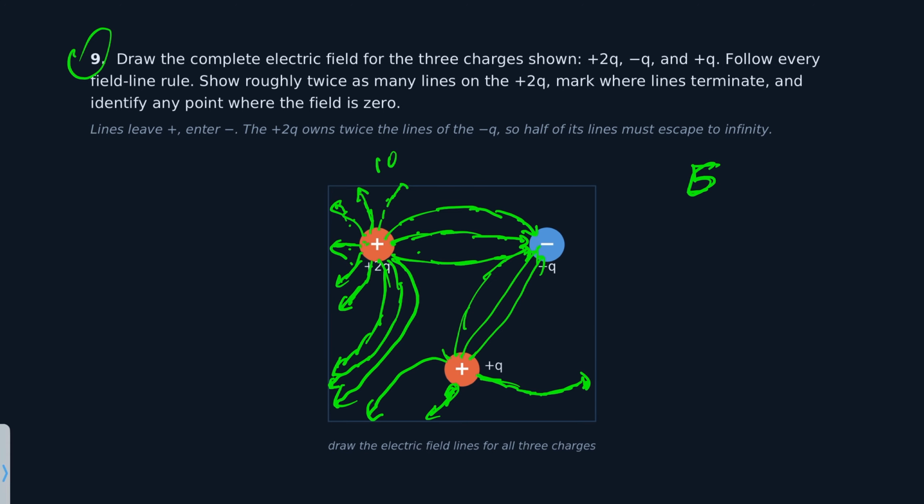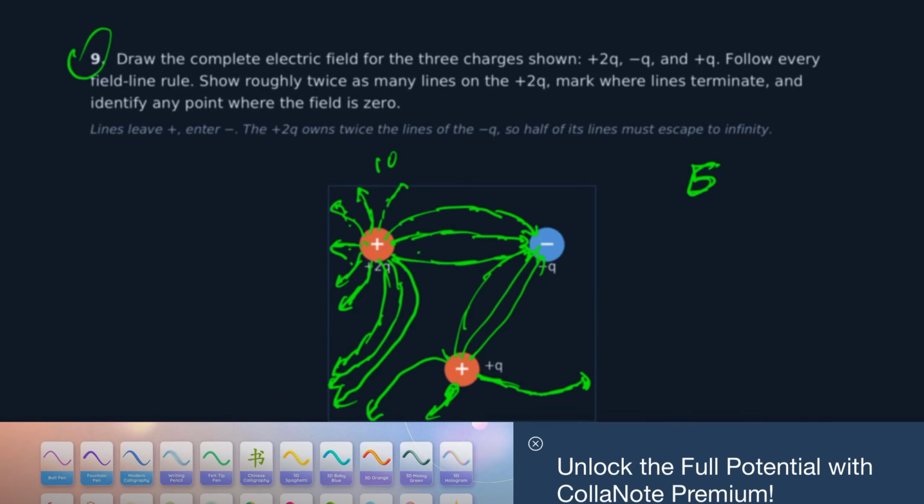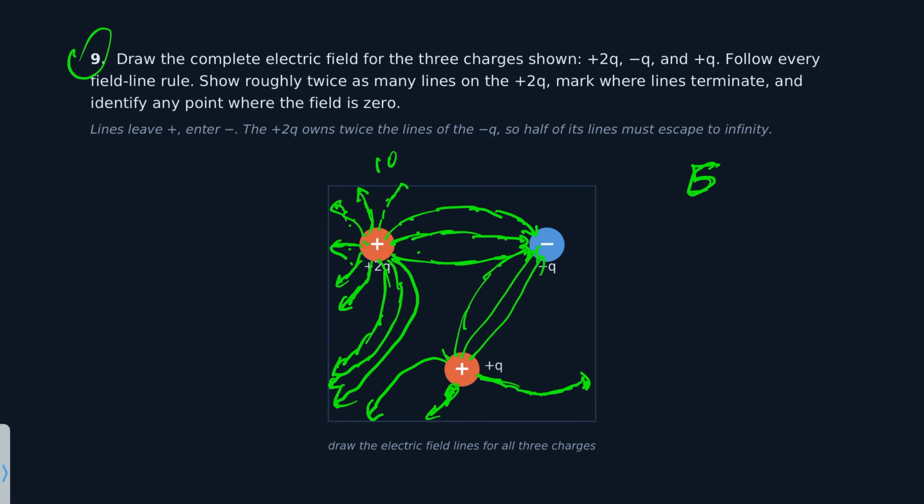And then let's see. Okay, so the negative charge takes in the field lines. The other two emit their field lines. And half of the 2q lines curve away to infinity. Okay, seems all good. It looks pretty good.